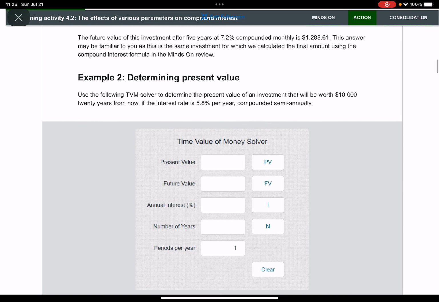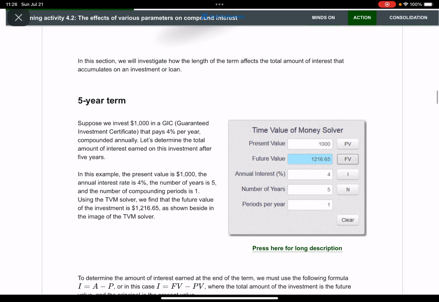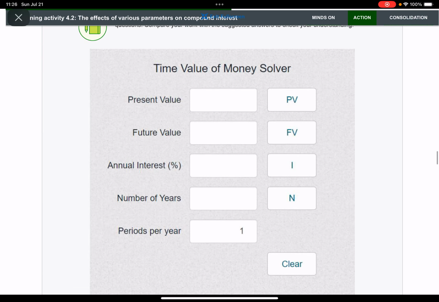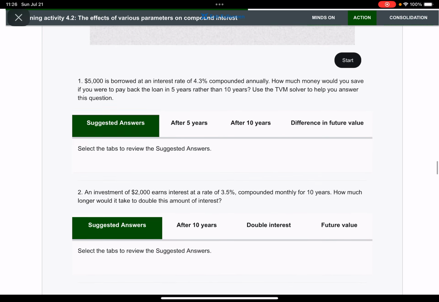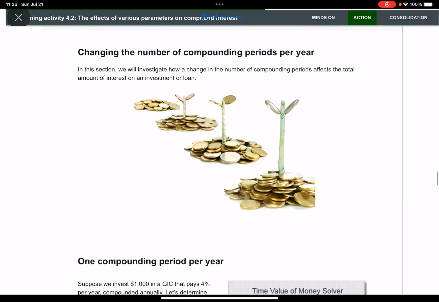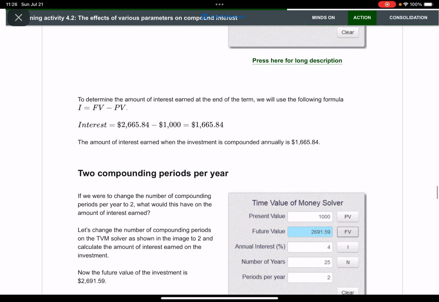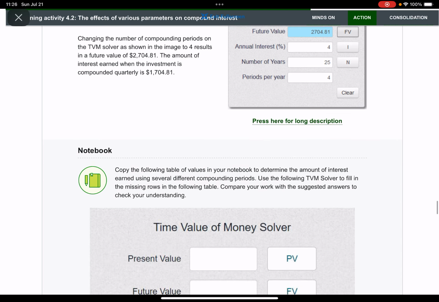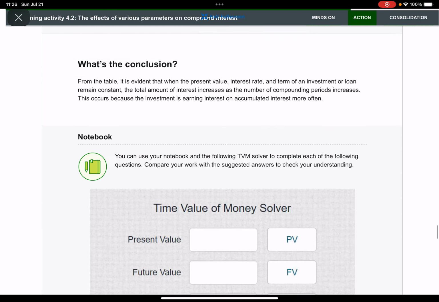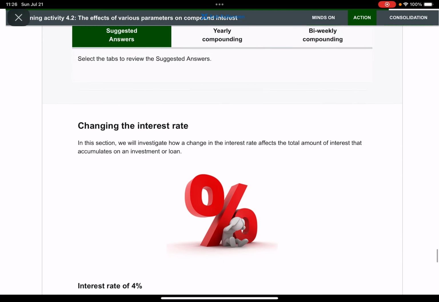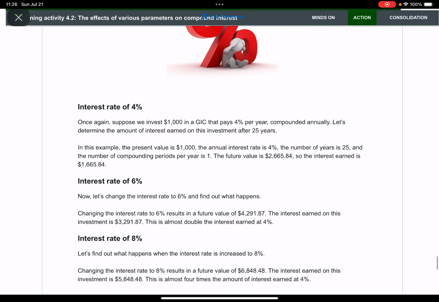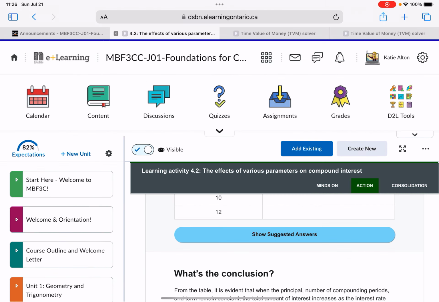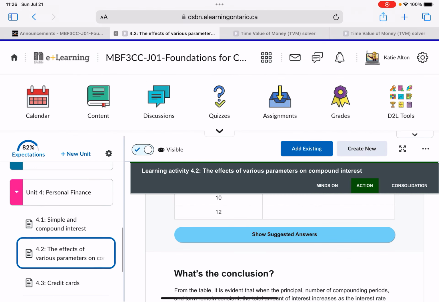You're mostly just scrolling through, solving, and honestly, these questions are mostly just using the solver. So you're really just plugging in. It talks a little bit about some exponential relationships with compounding. Compounding is typically looked at as an exponential relationship because it's building on top of other interests. And that is the moral of the story for 4.2. It also has you changing some of the interest rates and number of pay periods or compounding periods.